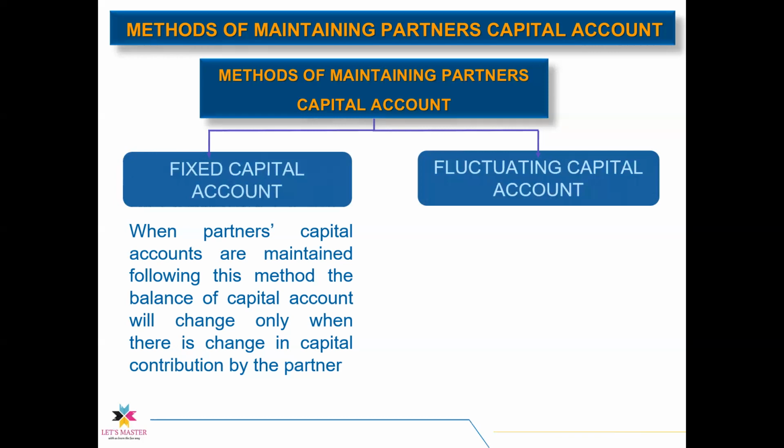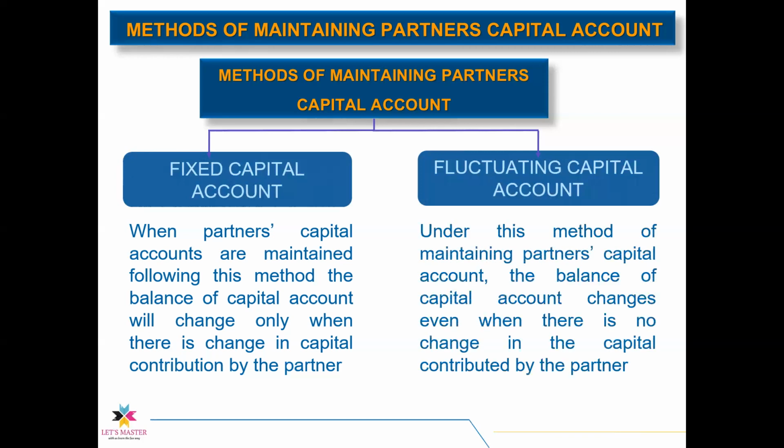So in this case, there is a change in the capital account balance for partner A and partner C. But these changes were not because of any other transaction, but purely because of change in the amount of capital contributed by these partners. Whereas if we talk about the fluctuating capital method, then in this method, the balance of partners' capital account may change even without any change in the amount of capital contributed by the partner.